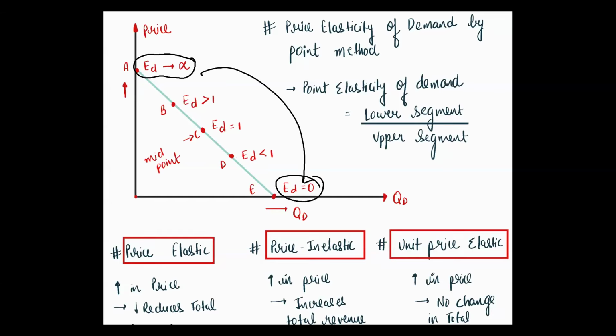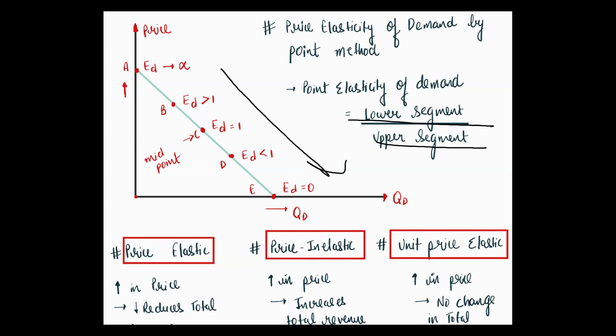When you will go from upward to downward, you will see that your elasticity gets decreased. This lower segment by upper segment is telling that your elasticity is getting decreased as you are going in a downward slope. Here I have by mistake told you ed infinity means that your elasticity is highly inelastic. It is not inelastic case, it is highly elastic case here.